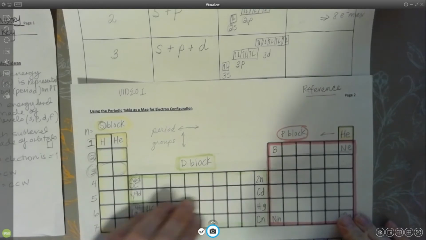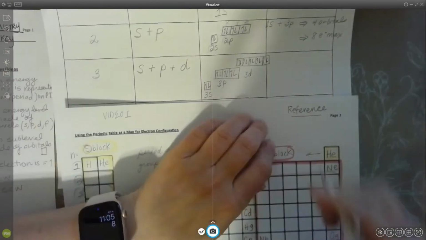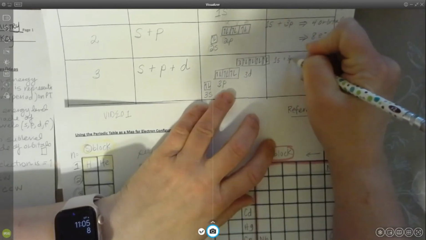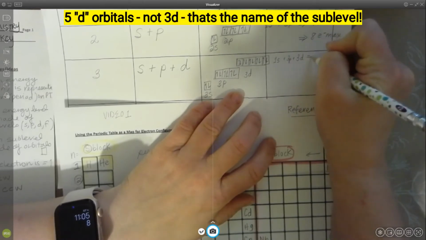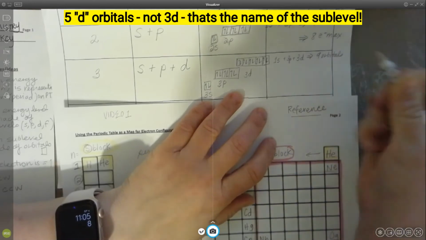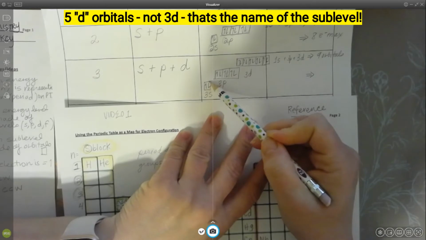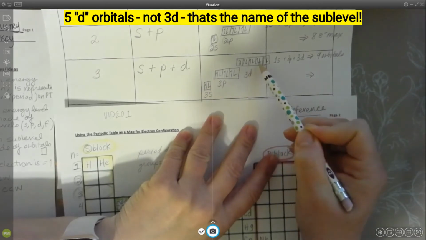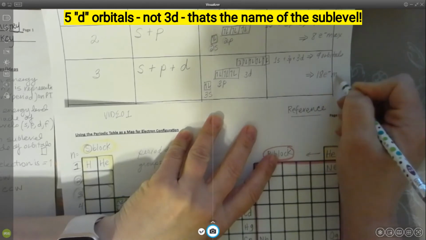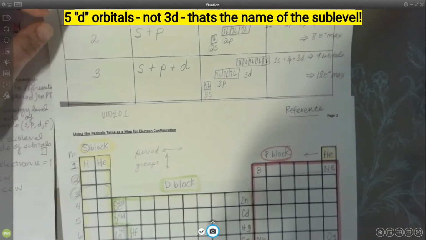So that is the 3D. So what do we have here? We've got 1s plus 3p plus 5d, and that equals 9 orbitals. So how many electrons is that? So this is 2, 4, 6, 8, 10, 12, 14, 16, 18. 9 times 2 is 18 electrons max. Am I making any sense? I'm hoping so.